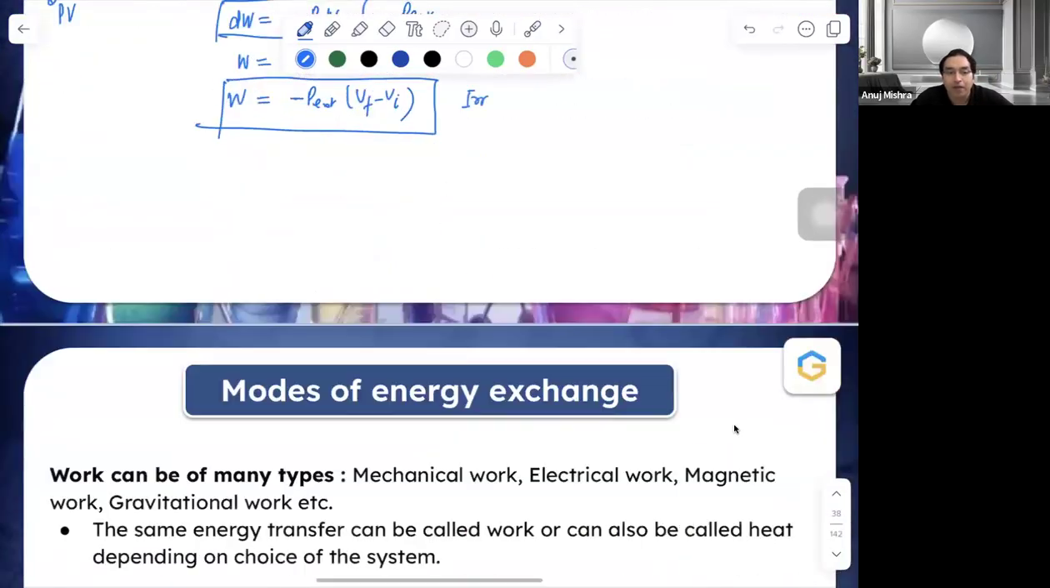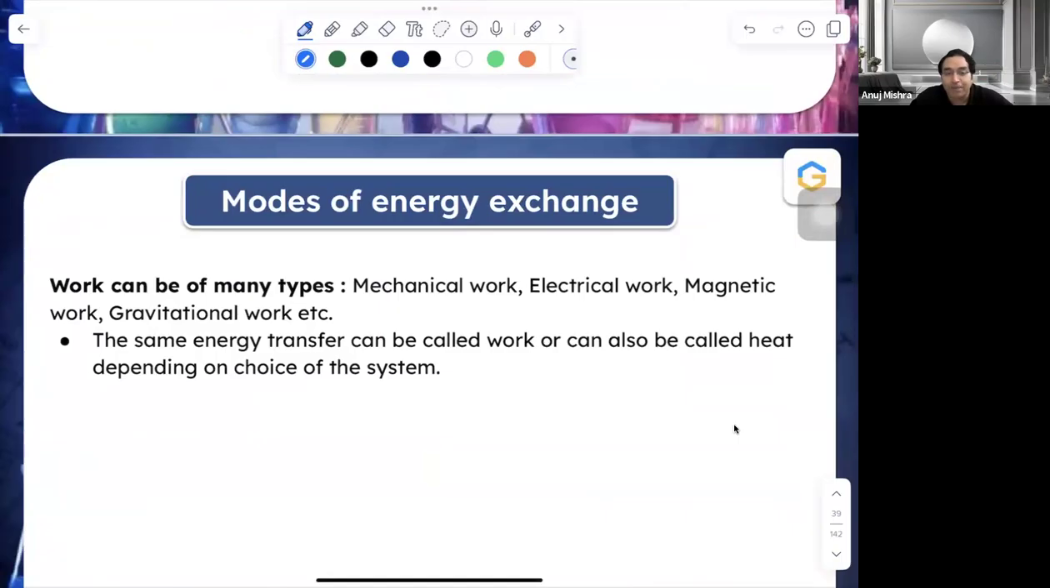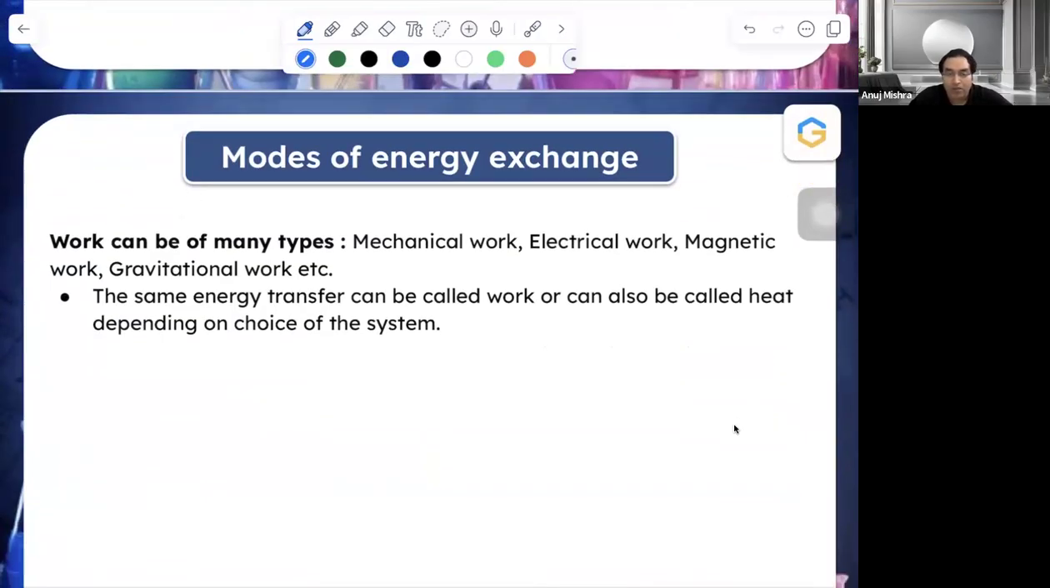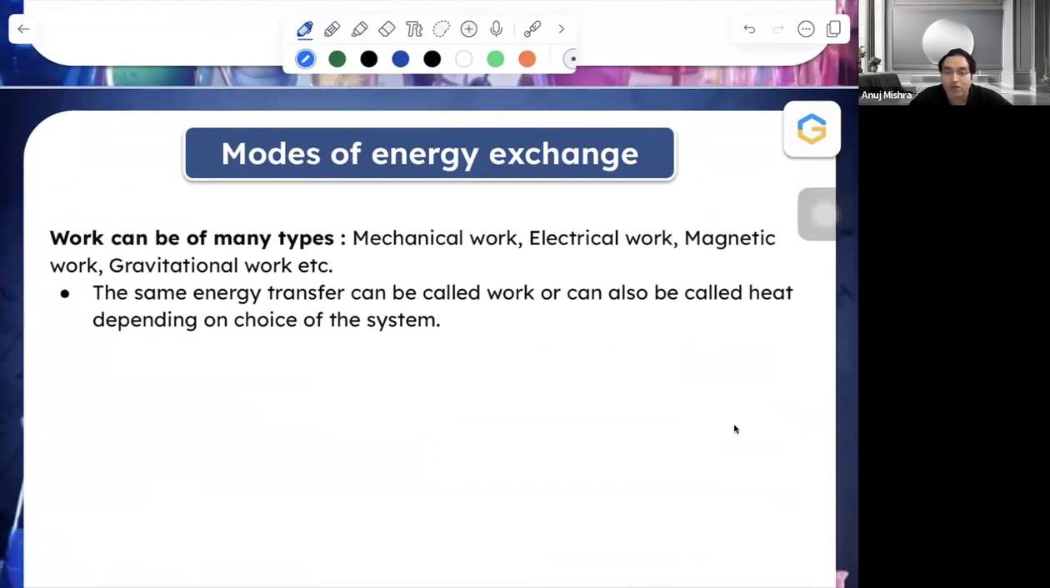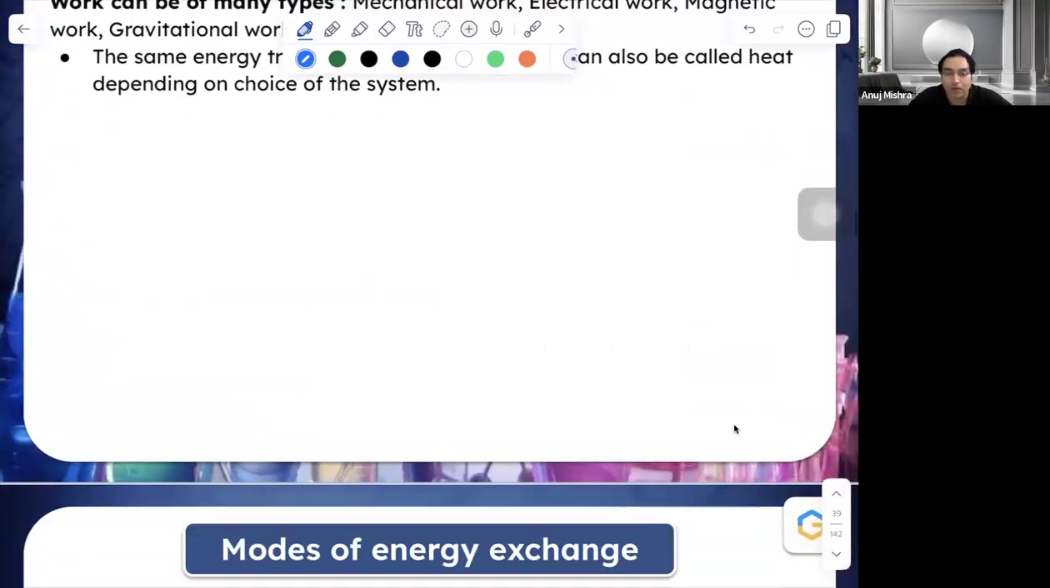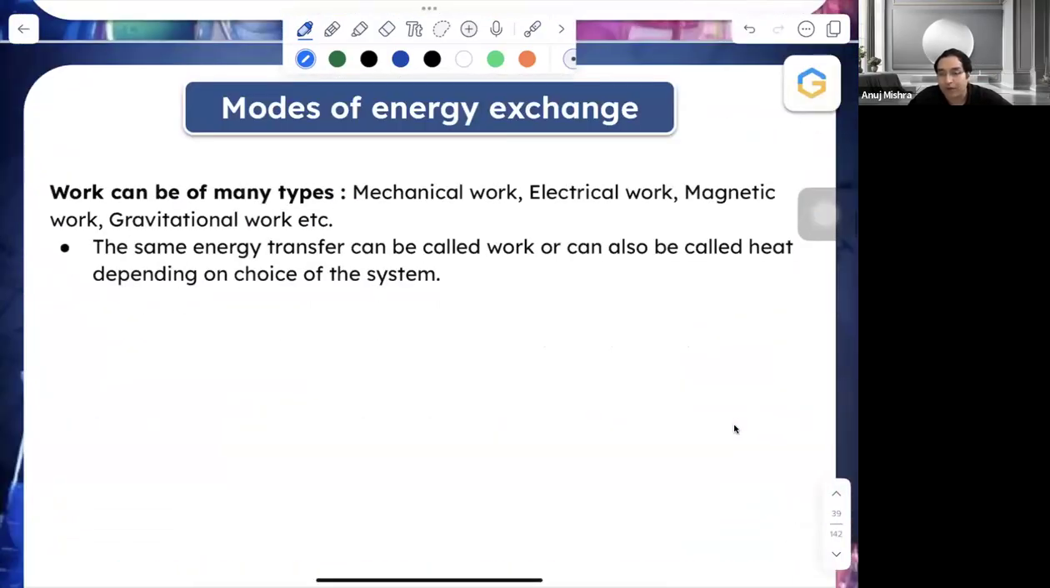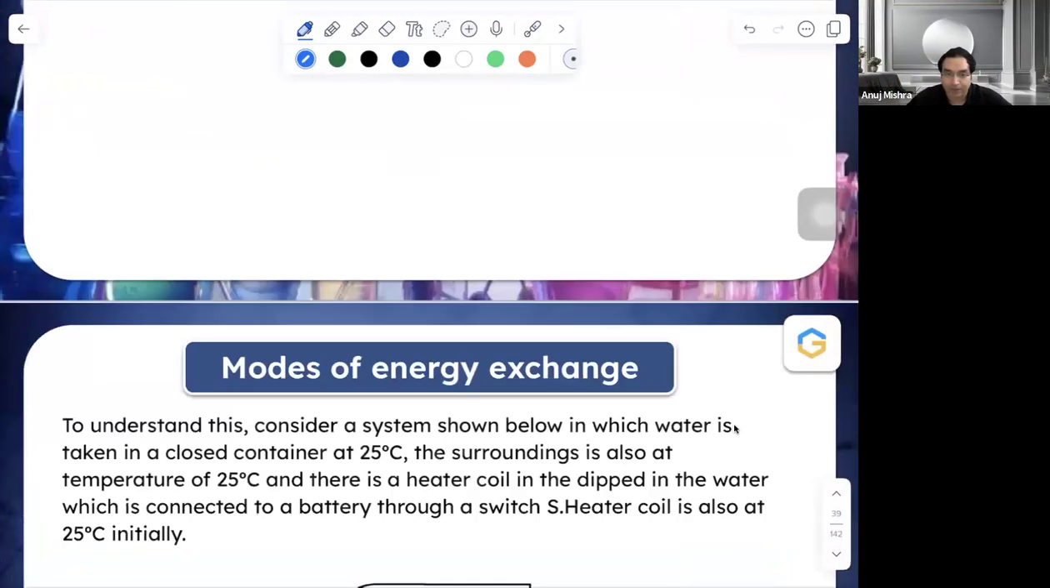आगे चले. So work can be of many types: mechanical, electrical, magnetic, gravitational, etc., right? So same energy transfer can be called work or can also be called heat depending on the choice of system. But I hope type of work you can understand. For example, you have a cell, galvanic cell. उस पे कहाँ पे PV लगाओगे? There's no P into delta V, no? There's no piston cylinder arrangement. So there's no PV work done. What work done is there? Electrical work done is there, right? So work can be of different types.